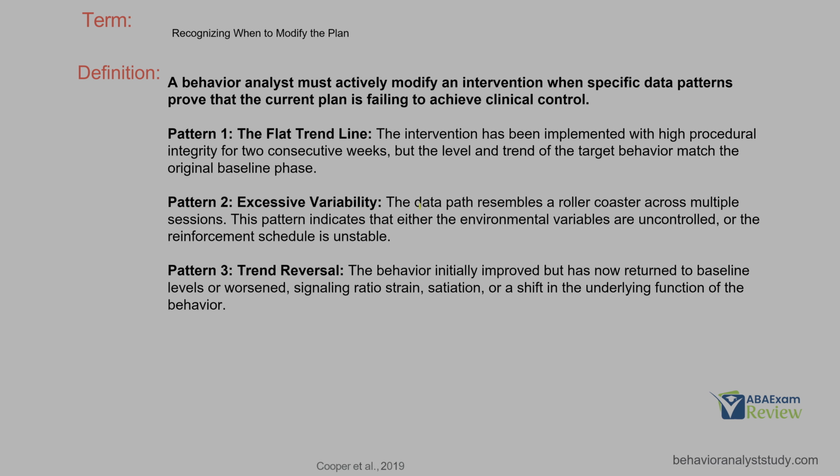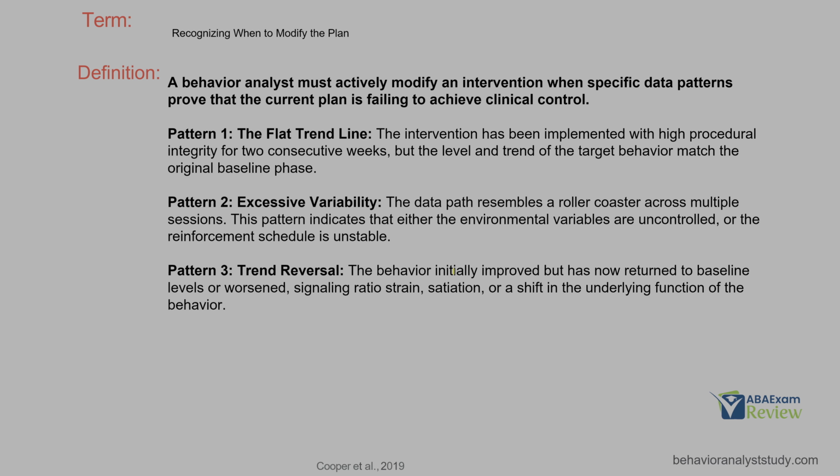What about excessive variability? So the data path resembles some sort of roller coaster, some huge swing in behavior, nothing steady. What's going on in the environment changing this behavior? Or maybe your reinforcement schedule is unstable, right? Maybe on some days the client is working for reinforcement and we're getting that good consistent behavior, and on other days either the motivation isn't there or reinforcement isn't there and the behavior is just not responding how we want it to respond to our discriminative stimuli.